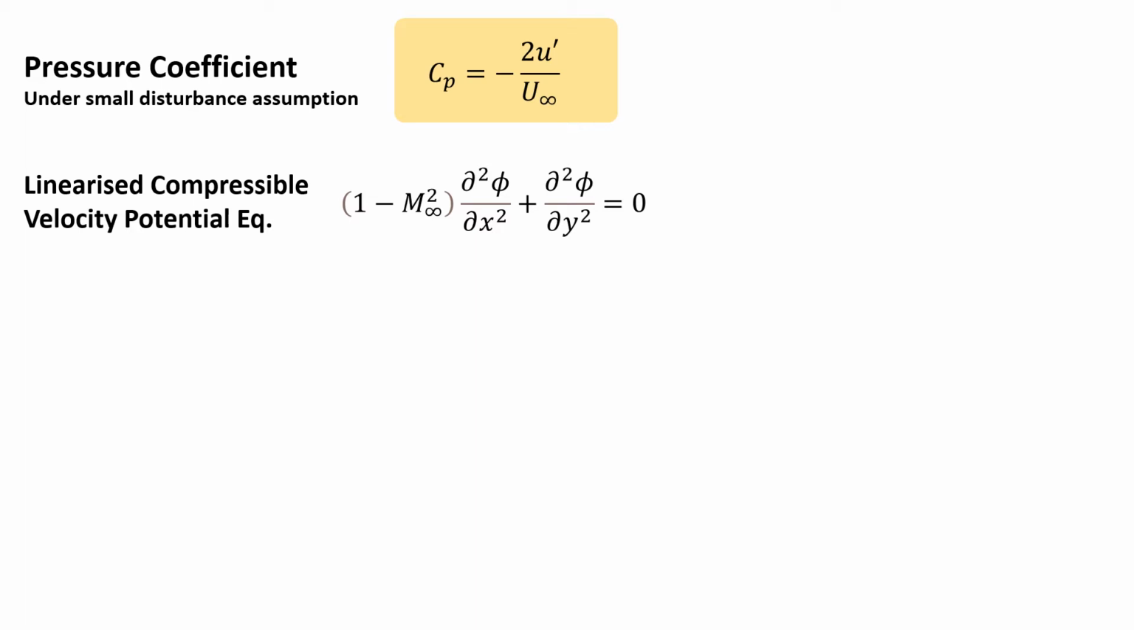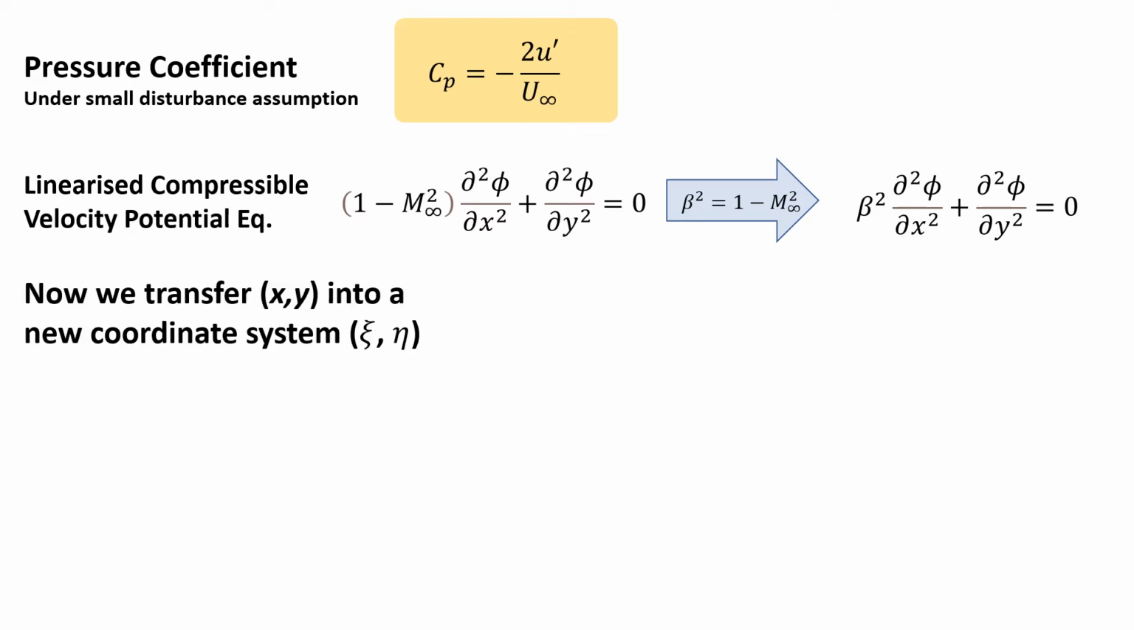If we are avoiding the transonic regime, all 3 terms on the right hand side can be deemed negligible. So that's why we have 0 on the right hand side. And now we are replacing the coefficient 1 minus M infinity squared by beta squared. So this linearized compressible velocity potential equation is like this.